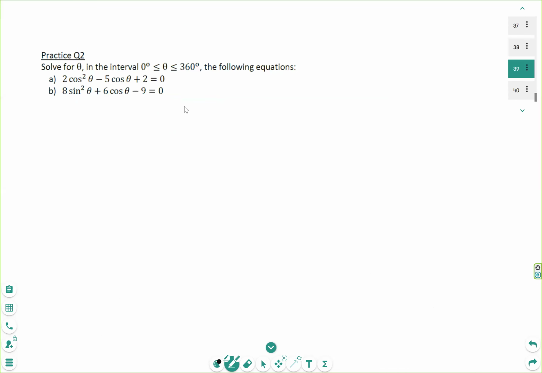Okay, if you're happy with this, pause the video and have a go at these two questions. Practice question two. Pause the video for A and B. For A first, if you got it right, you can move on to B. So pause the video and work out A. When you're ready for the answer for question A, you can press play.